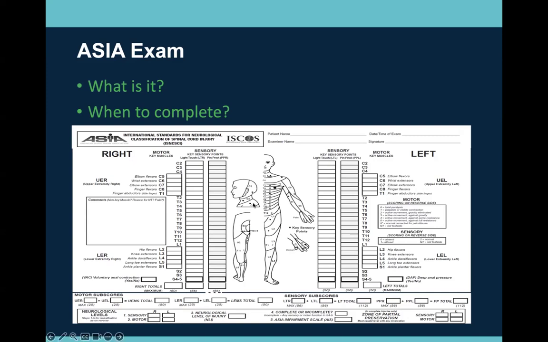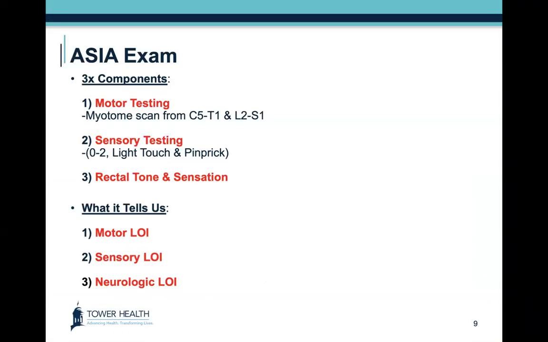And you can see the exam here. You have your motor columns on the side, so C5 to S1. We'll talk about that in the coming slides. And then you have your sensory columns in the middle. Just keep those in mind for the next couple of slides. These dots that you see on the figure are where you're going to do your sensory assessment. Again, these are done worldwide. Everyone does it at these same spots. They basically correlate to certain dermatomes on your body.